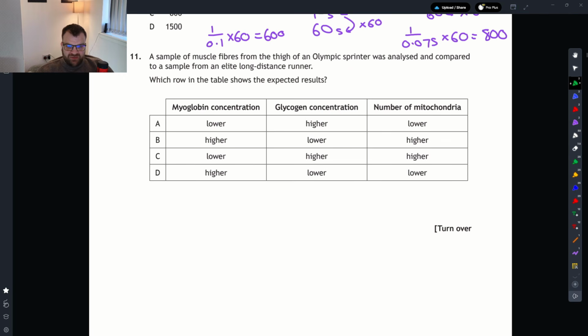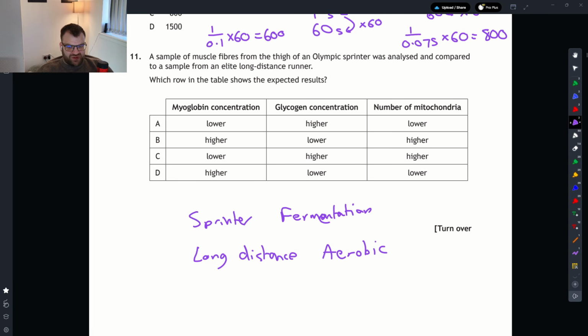Next one, we're talking about sprinters versus long distance. So about the sprinter. In sprinting, they don't have time to breathe normally. That means that they're going to be acting anaerobically, fermentation, without as much oxygen. Long distance runners have the time to breathe and get their breathing sorted throughout the race. That's going to be aerobic. So we need to focus on the sprinter.